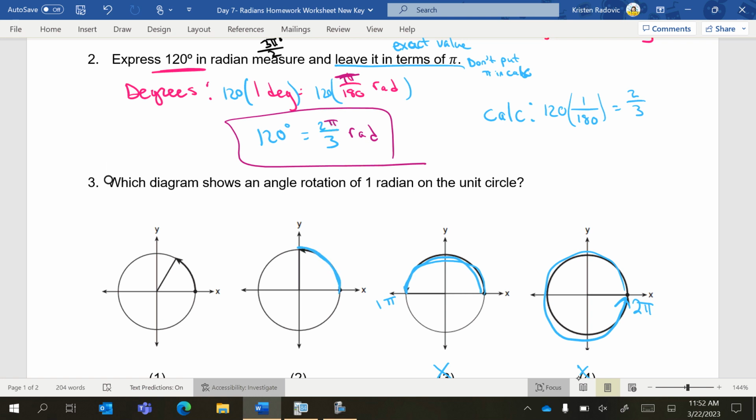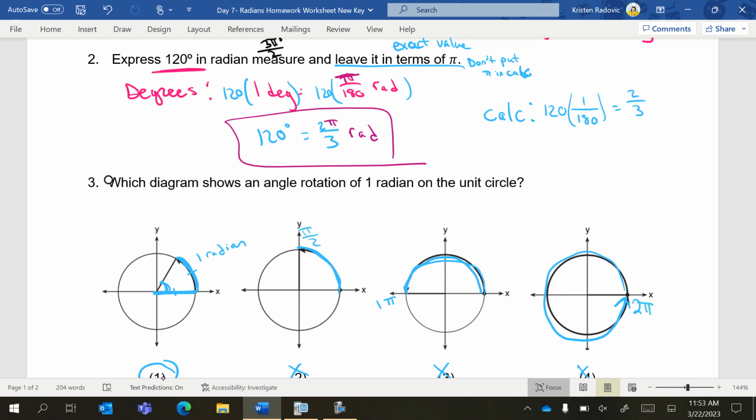Half of a circle, 90 degrees, is pi over 2. So it has to be choice 1. The reason why it's choice 1 is because you take the radius and you overlap it along the circle 1 time. These two pieces are congruent. That is the definition. This angle right here is the definition of 1 radian.